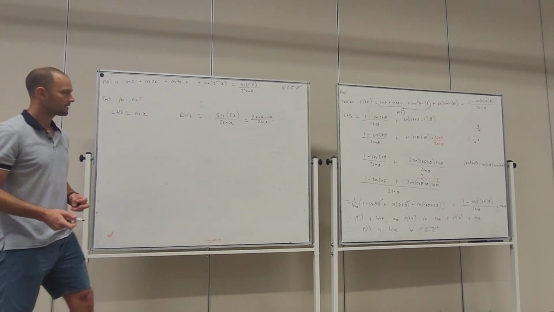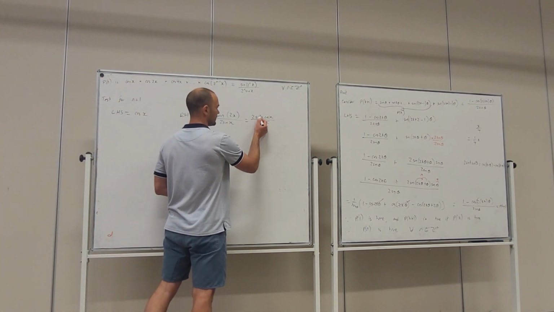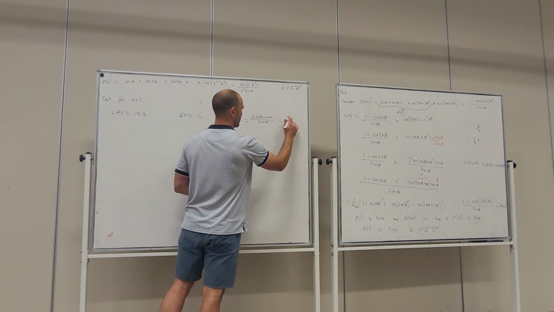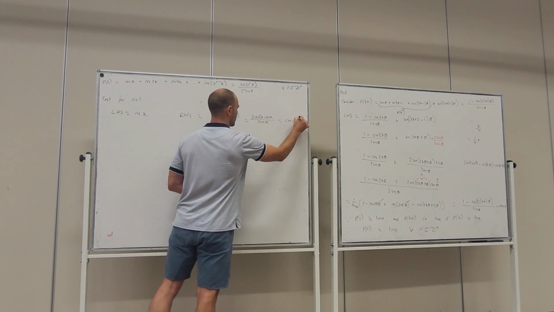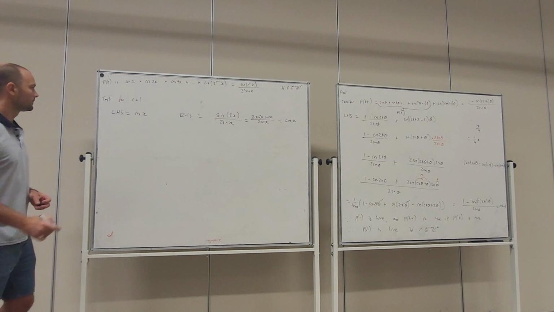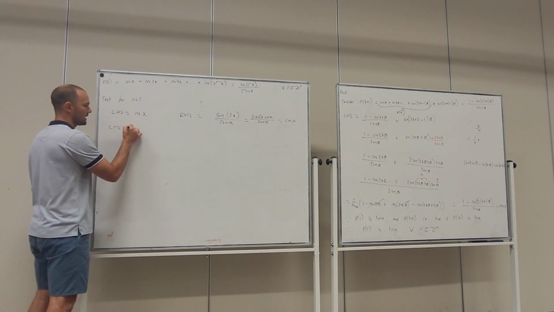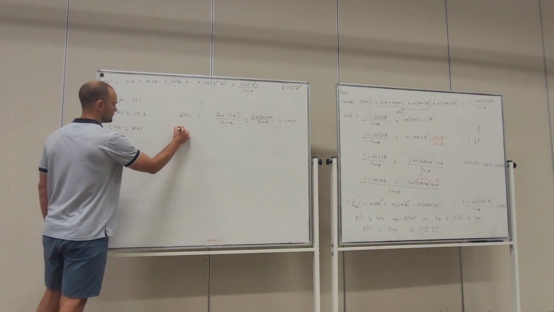We've got 2 sine x at the top, 2 sine x at the bottom as a product. Can cancel. We're left with cos of x. Left hand side is equal to the right hand side, therefore P of 1 is true.